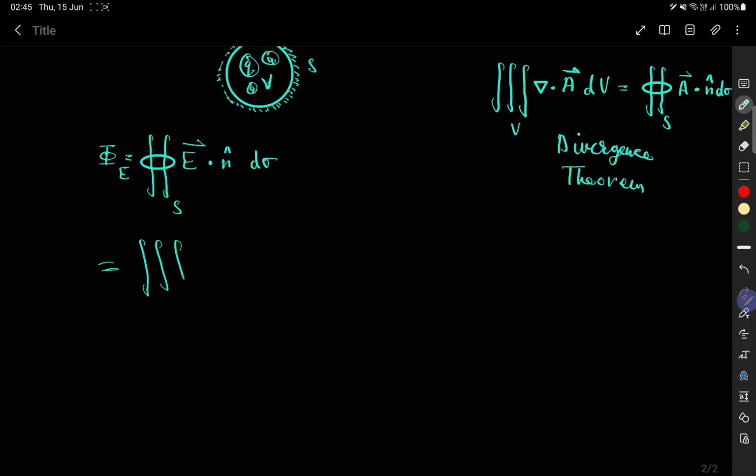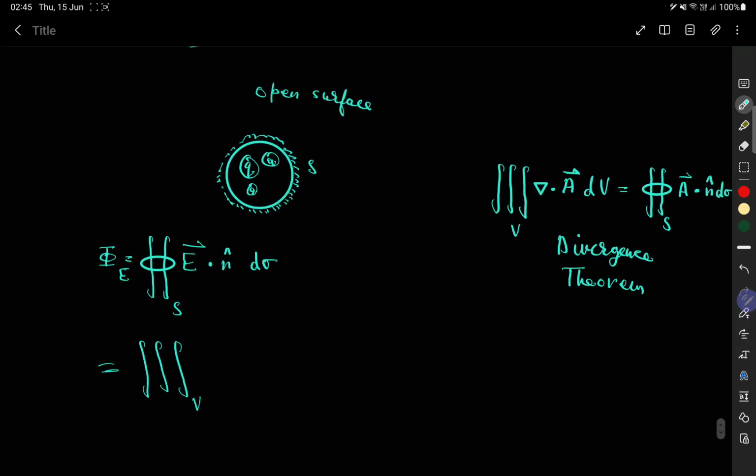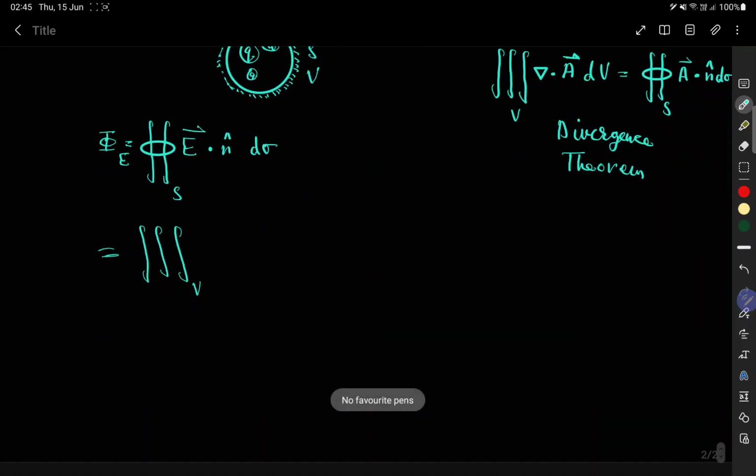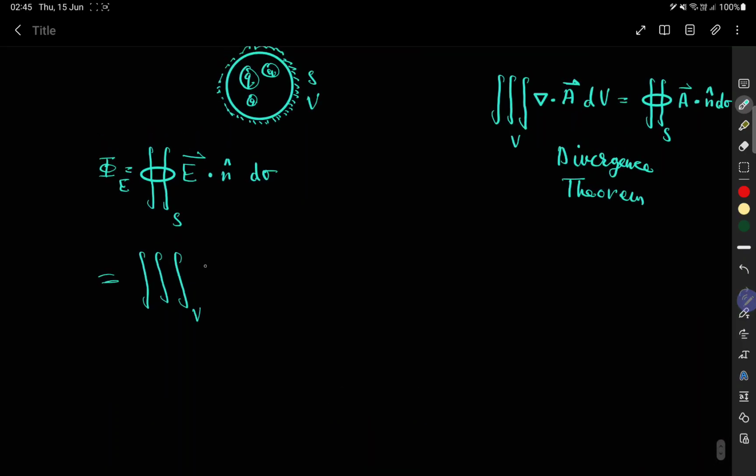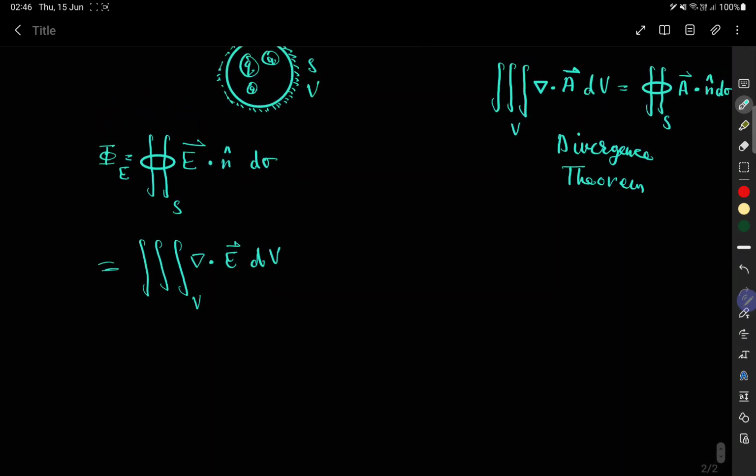We get a triple integral over the volume V. This is our volume V, by the way. The volume enclosed by the surface S is our volume V, and we have the divergence of E, the electric field vector, dV. Now let's just consider the divergence of this electric field vector first.